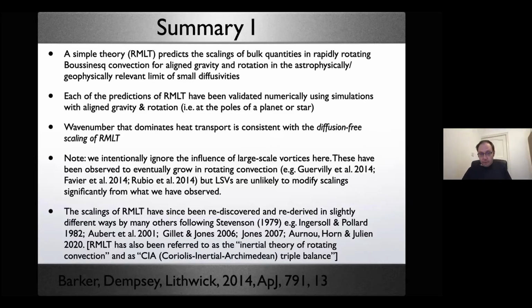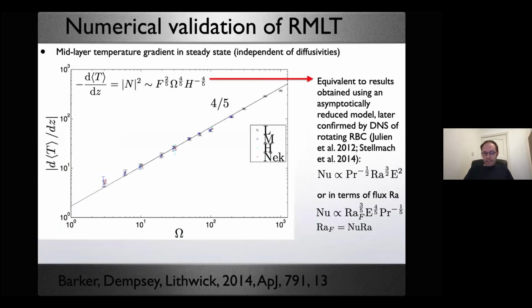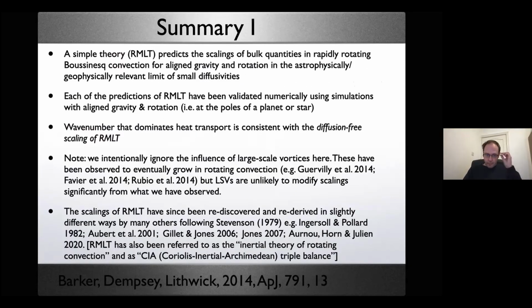One thing I've ignored discussing here is the influence of large-scale vortices, which can form and grow in rotating convection. Partly the reason for that is that these are unlikely to modify the scalings much from what we've observed. We do have these in some simulations, but they don't tend to change the scaling law from these rotating mixing length theory results. But further work should look at these in more detail.